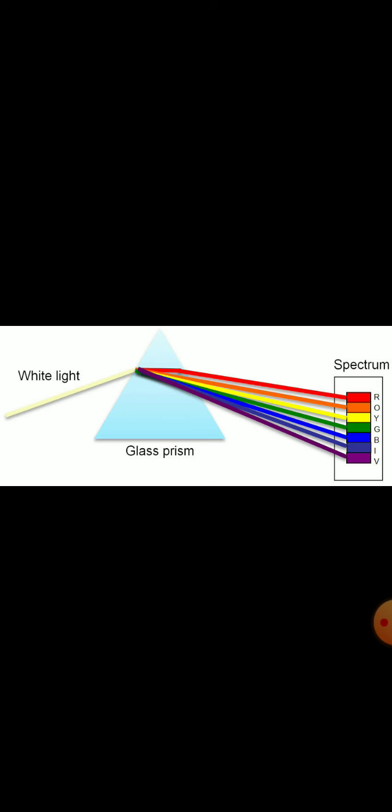So when white light is incident, the band of colors which we get, the pattern, is termed as spectrum. We will remember it as the band of colored components. They are components which are colors, which we get from a light beam, and that is called spectrum. So these two definitions, dispersion and spectrum, you will remember.